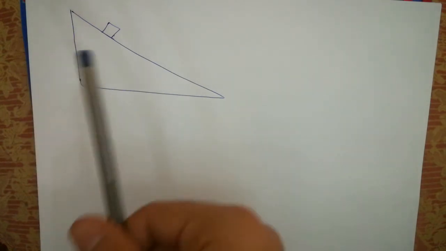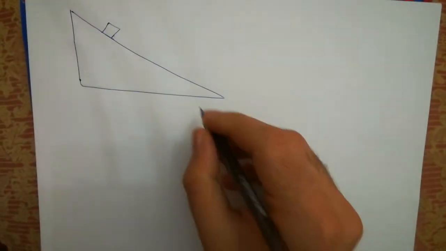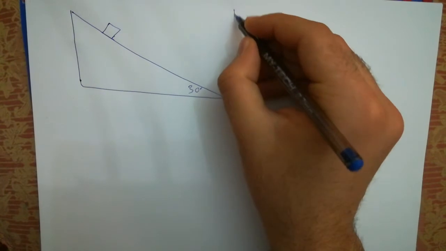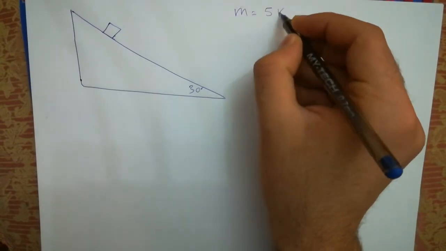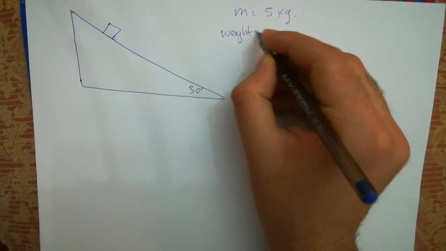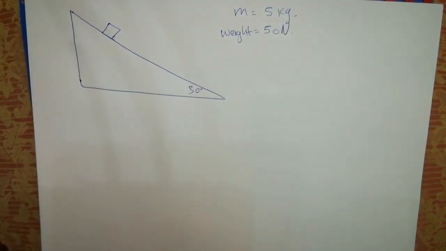So we have a box on an incline of 30 degrees. We have 30 degrees right over here. The box is 5 kilograms, so the mass is 5 kilograms, and its weight is 50 newtons. Let's do a diagram for this box, all right?